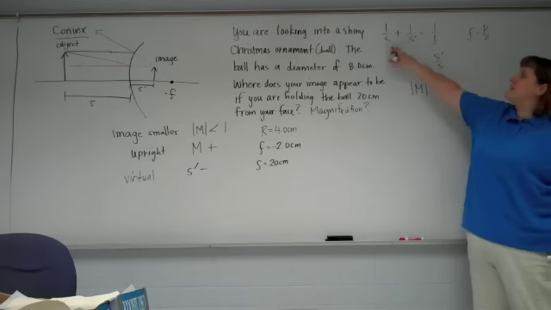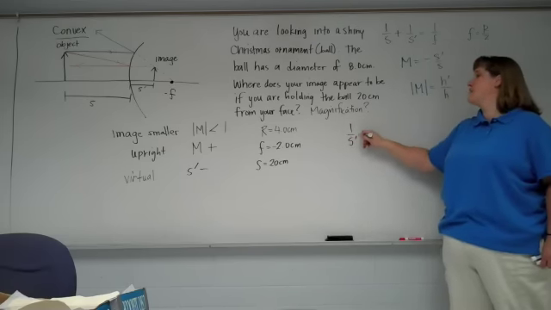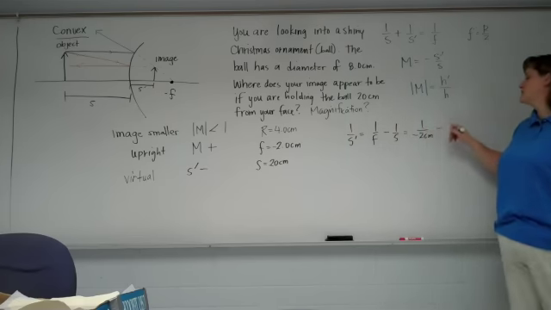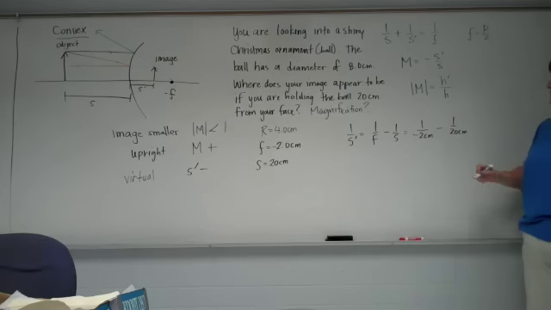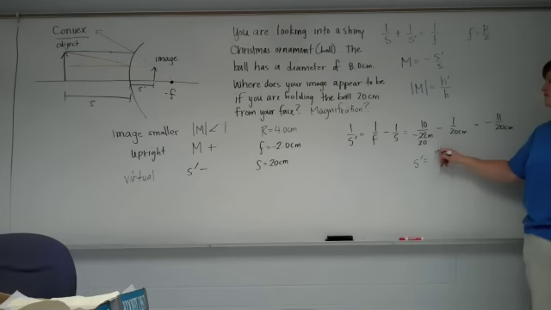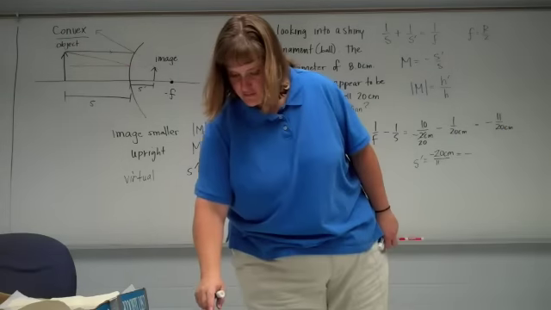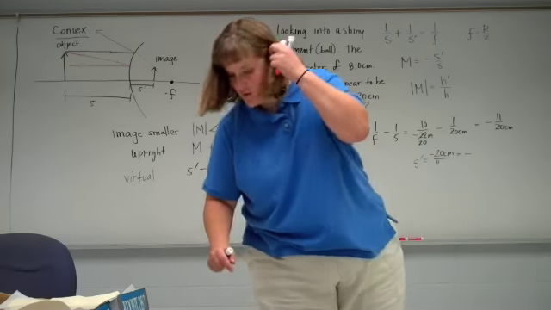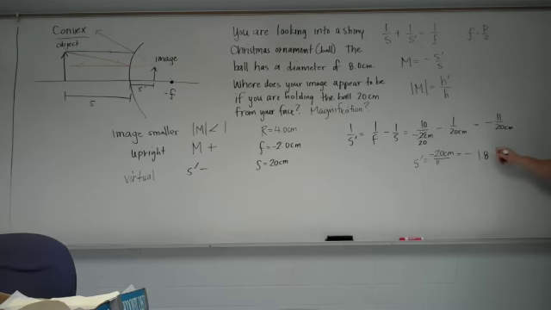Fabulous. So having F and S, we can easily solve for S prime. 1 over S prime will be 1 over F minus 1 over S. 1 over negative 2 centimeters minus 1 over 20 centimeters. We can get a common denominator, 20 centimeters, 10. So negative 10 over 20 minus 1 over 20 will be negative 11 over 20. But please keep in mind, this is 1 over S prime. Right, so S prime will be negative 20 over 11, negative 1.82, 1.8 centimeters.